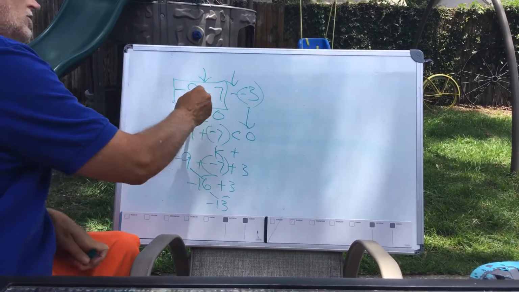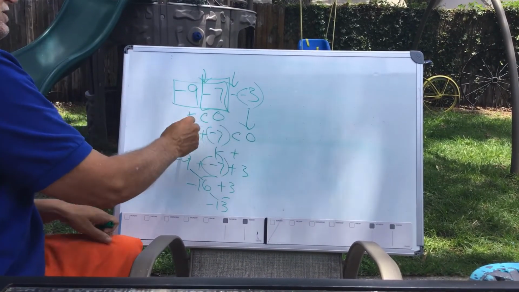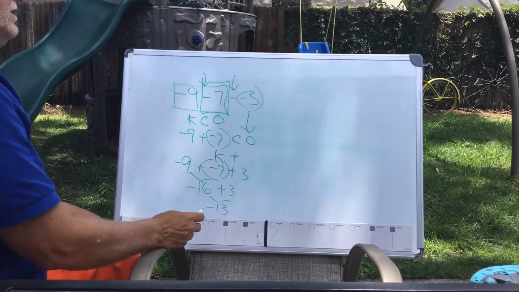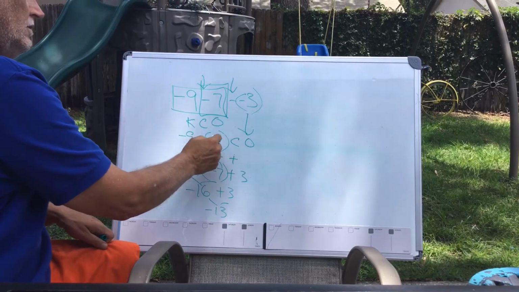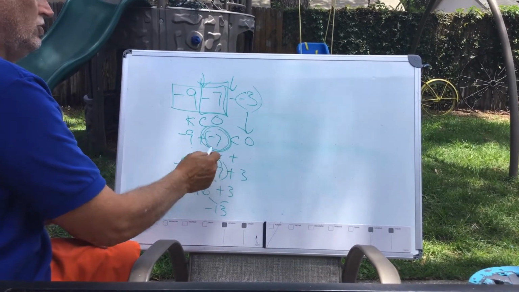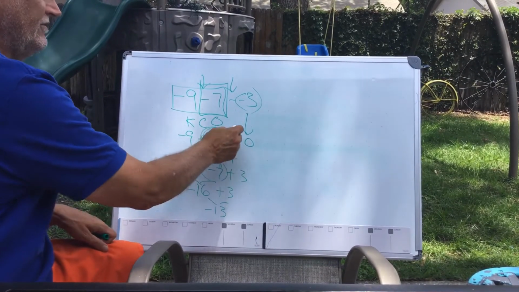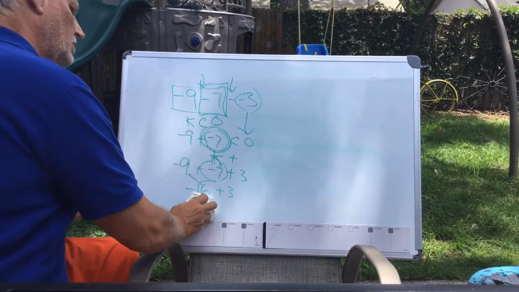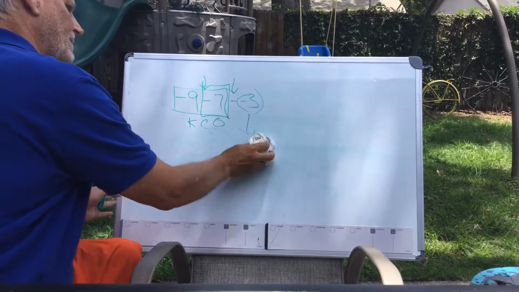So it's a little bit tricky when you have two of these. And this little part right here is the key. Do your keep, change, opposite here. And then this new value becomes your keep in the second problem. Let's try another one and see if we can remember that we're supposed to do that.